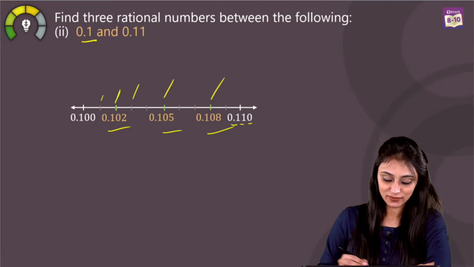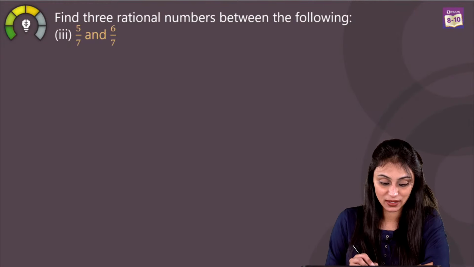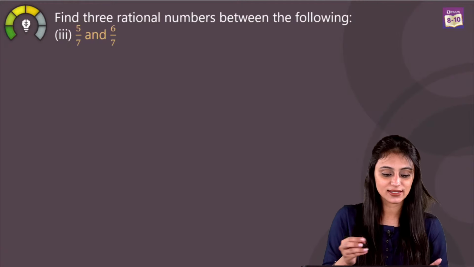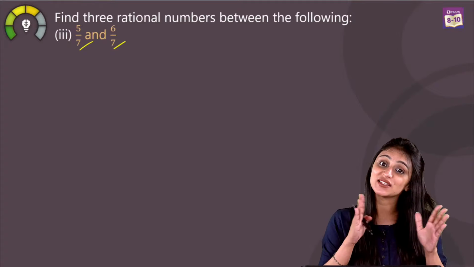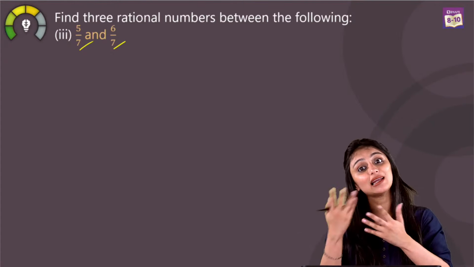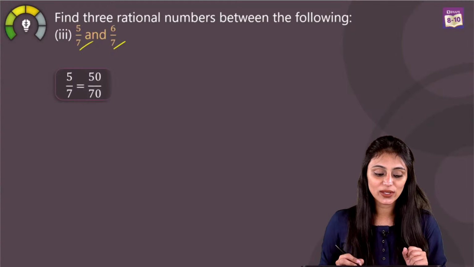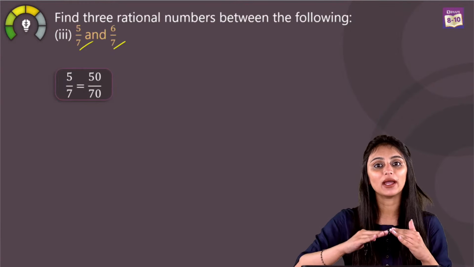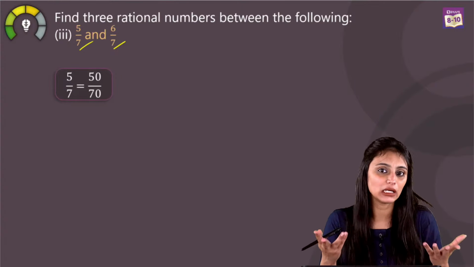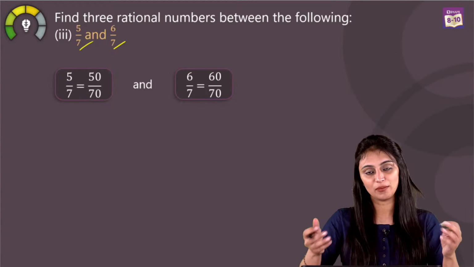All right. Now let's take a look at the third part. We have 5 by 7 and 6 by 7. Both of them are rational numbers, their denominator is same, but numerator is 5 and 6. How do I find three rational numbers between them? 5 and 6 are just consecutive. So what you can do in such cases is multiply the numerator and denominator by a same number, probably a bigger number, right? So that you can find n number of rational numbers between them.